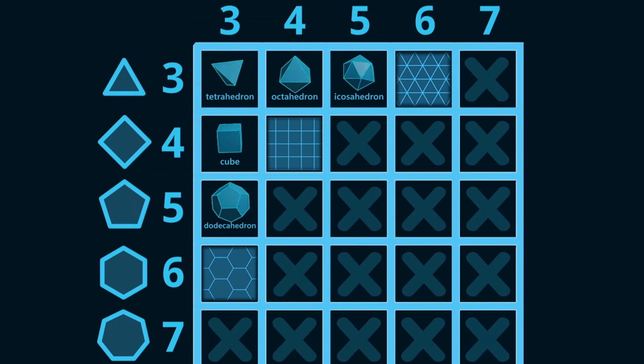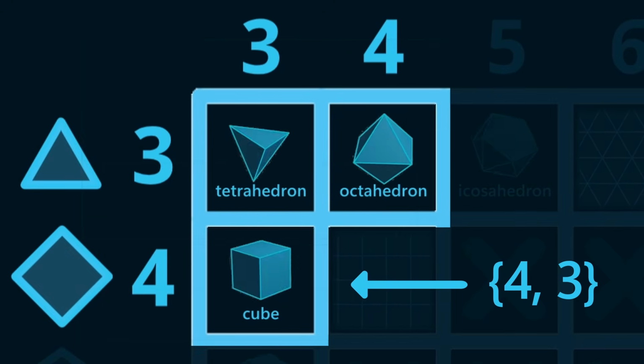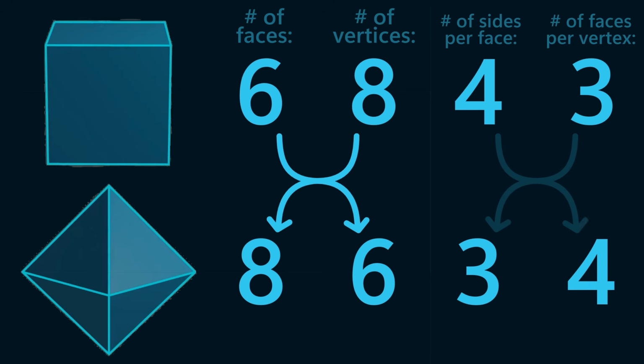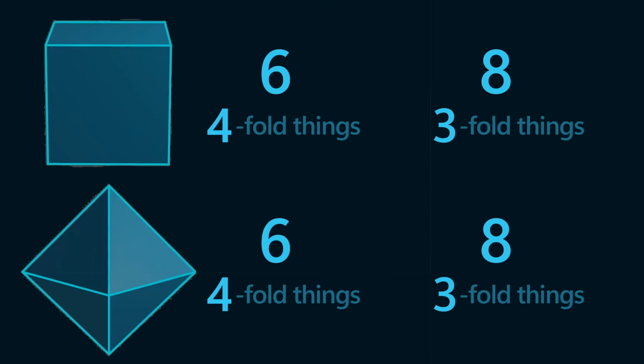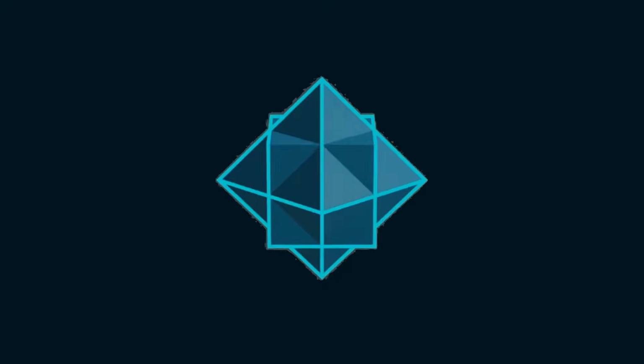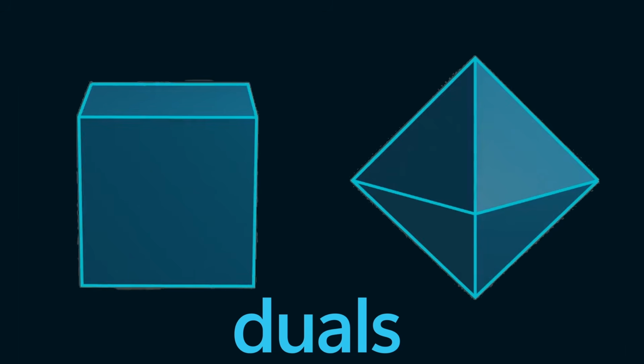And remember that table from before when we used those two variables to arrange them? Look, the cube has 4 sides on each face and 3 faces around each vertex, while the octahedron has 3 sides on each face and 4 faces around each vertex. These values swap too! Both of these polyhedra have 6 fourfold things and 8 threefold things. The only difference is that they flip-flop the faces and vertices. Other than that, they're like basically the same shape. This relationship is known as duality. We say that the cube and the octahedron are duals of each other.